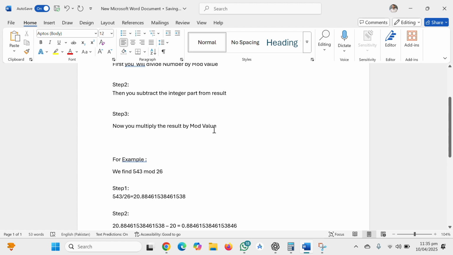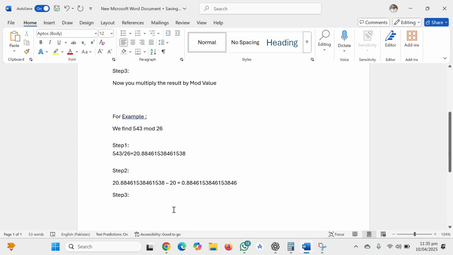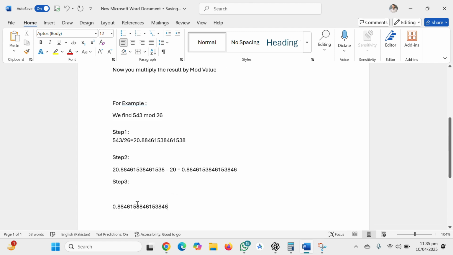Now our third step is multiply the result by mod value. Now we will multiply the result by 26. 26 is the mod value, so we will multiply that. So paste the result, multiply 26 is equal to. Now we will check the result on the calculator.